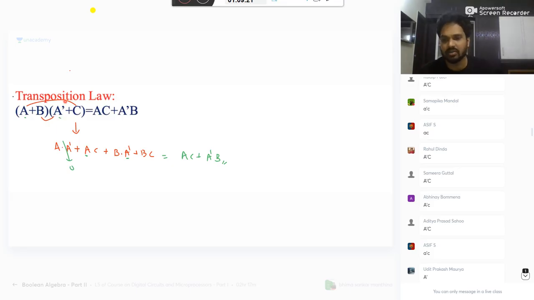in this case only you can apply it. Don't apply this for AB plus CD. Okay, here don't apply it. You should have a variable in one term and complement in the other. Please remember that. Variable in one term and complement in other.